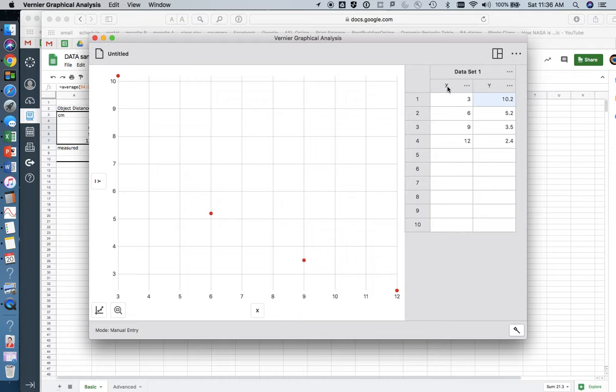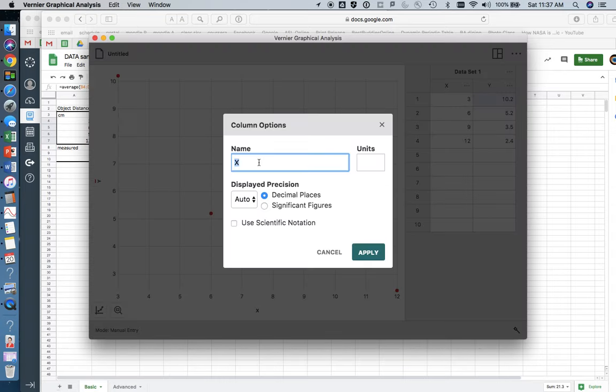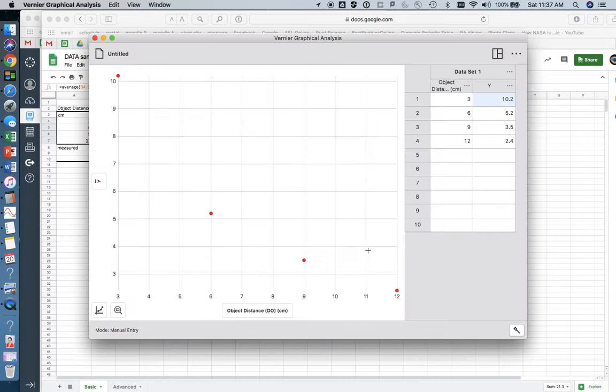So we need to be able to label the axes, and if you go here, you can see there's column options, and it says name the axes. So our x-axis is object distance, and that's DO. And the units are centimeters. It's very nice that it reminds us to put in units, so we apply that. Notice that it's not only up here, it's also down here.